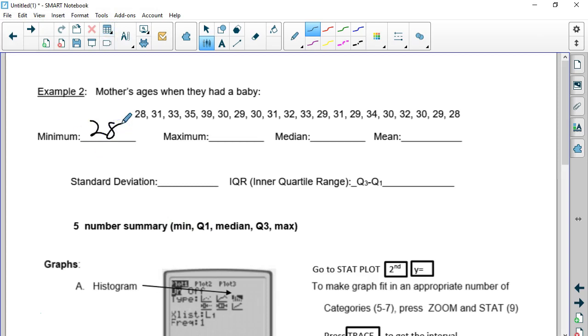Your minimum would be 28. Your maximum is 39. The median was 30.5. 31.5 for the mean. The standard deviation, 2.68. And this would be 32.5 minus 29 with an interquartile range of 3.5.